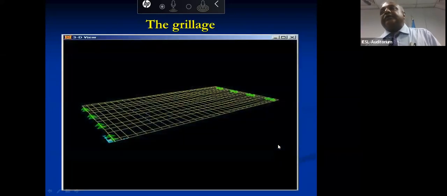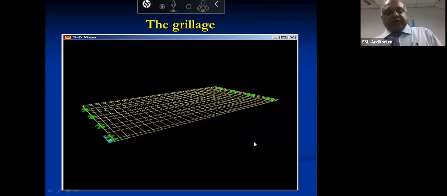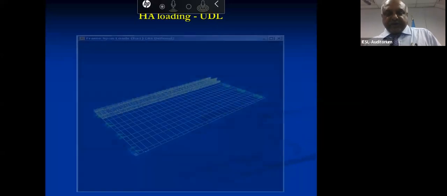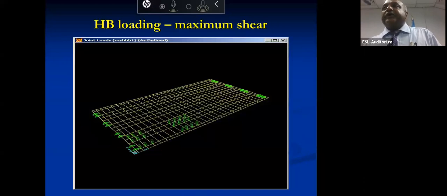Then, once we derive the loading, the next thing that comes to our mind is how we are going to do the analysis. What I'm showing is a grillage analysis, which is the simplest analysis that you can do. But when Engineer Malik presents, he will show you how to do a little more complicated modeling. So when you want to get a UDL, you can have it this way, or when you want to get a point load, and again, the point load for maximum shear.